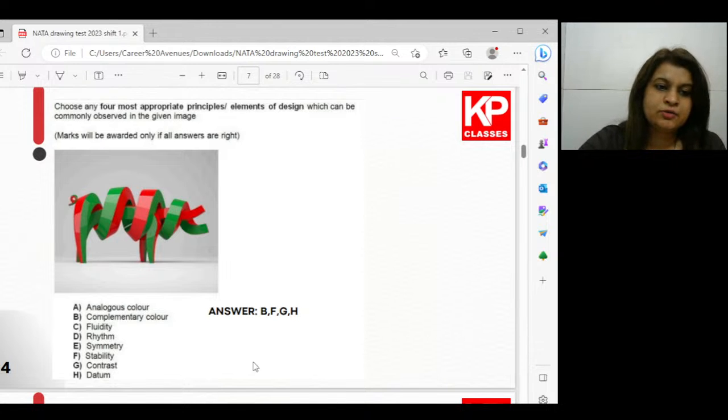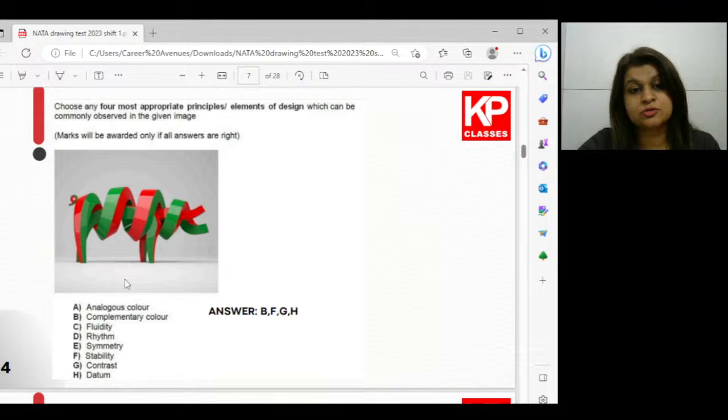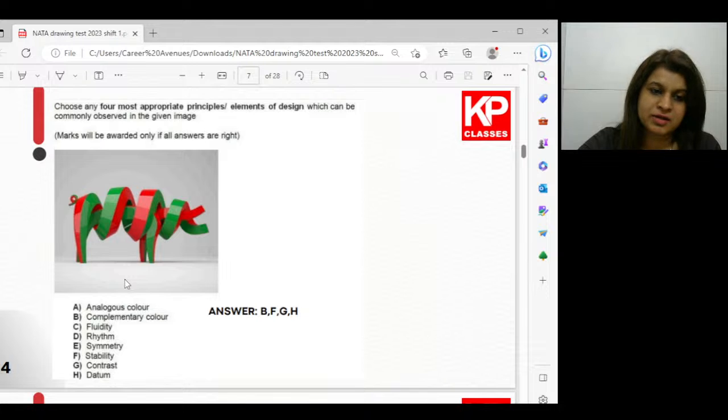Then next is stability, the option F: stability, contrast, and datum. Okay, so I'll explain you. Stability, definitely you can see the image and this particular form seems to be stable. It doesn't need any support and it's standing on its own, right? It definitely has contrast. So as I explained you about the complementary color, complementary means the contrasting color. So don't get confused if the two words come in the same option. You can pick both because if it's complementary, then definitely it's contrast also, because that's what it means.